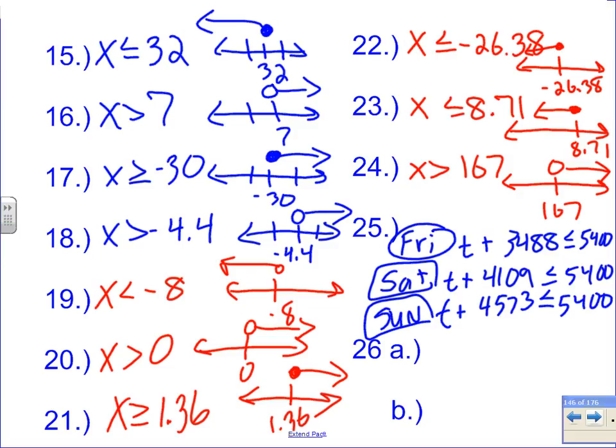Okay, so those are the inequalities, but you could have had them set up a little bit differently. For Friday, I'm going to read the answers, so just listen carefully. The answer should be T is less than or equal to 1,912. The answer for Saturday is T is less than or equal to 1,291. For Sunday, the answer is T is less than or equal to 827. So does anyone need me to reread those answers on 25?